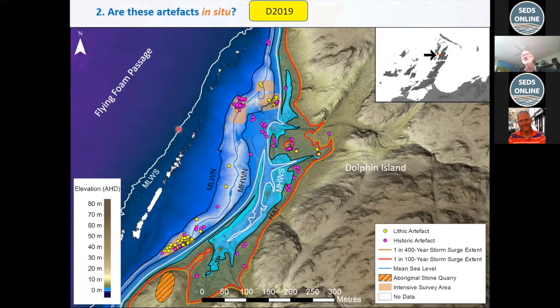But in any case, you can see that the intertidal zone in this environment is quite wide. It's about 200 to 250 meters. A couple of things I would like to point out to you. First of all, there is a well-documented Aboriginal stone quarry here, which was used to generate lithic artifacts, which are colored on this diagram in yellow. The lithic artifacts are clumped here, and some more up here. The pink artifacts are historic artifacts, which we're not really concerned with today, but nonetheless, they are relevant.